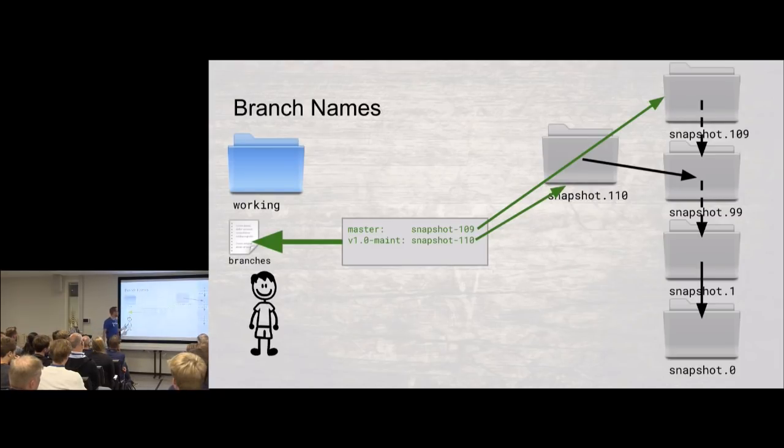And if you want to switch to a given branch, you look up this file, you figure out which is the snapshot for this branch, and then you copy that directory into your working directory, and you can start working on it.